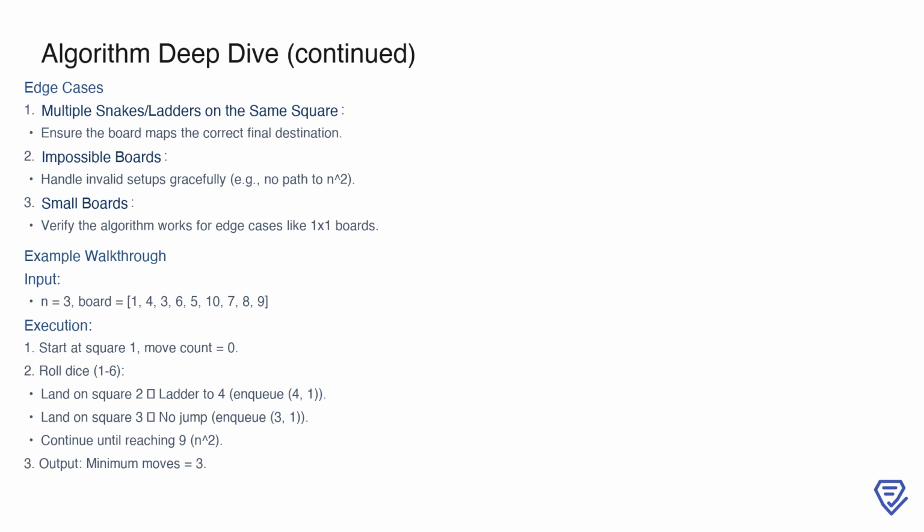result. For example, let's analyze a 3x3 board where the board array is given as 1, 4, 3, 6, 5, 10, 7, 8, 9. Starting at square 1 with a move count of 0, we roll the die and evaluate all possible moves. Landing on square 2 triggers a ladder to square 4, so we enqueue square 4 with a move count of 1. Similarly, landing on square 3 doesn't trigger any jumps, so we enqueue square 3 with a move count of 1. By continuing this process, we eventually reach square 9 in just 3 moves. Thus, the minimum moves required for this board is 3.